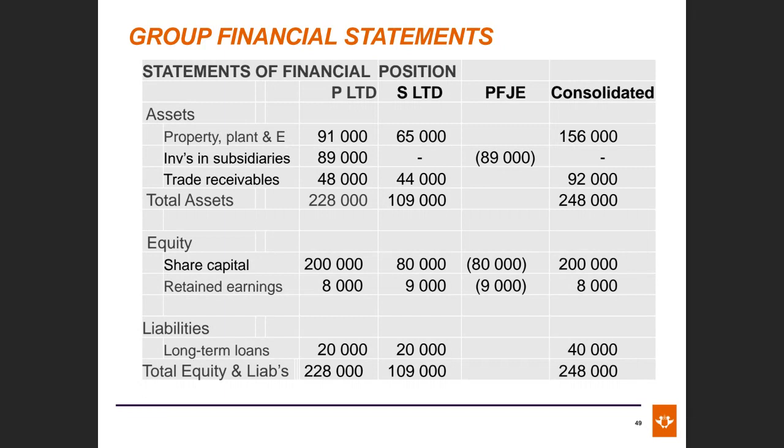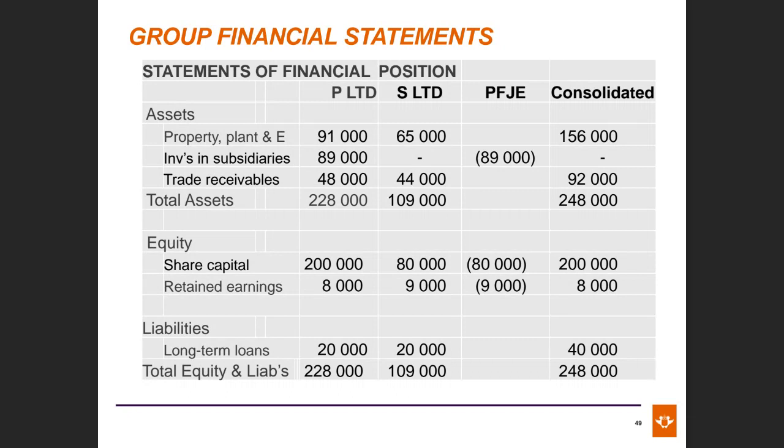When we look at share capital, we'll say our P Limited share capital plus our S Limited share capital, but then remember the share capital in S Limited was eliminated. So that'll give us share capital of 200,000. Then we have retained earnings, 8,000 plus 9,000, but then we had the pro forma journal entry of 9,000. So in our consolidated records, we just have 8,000.